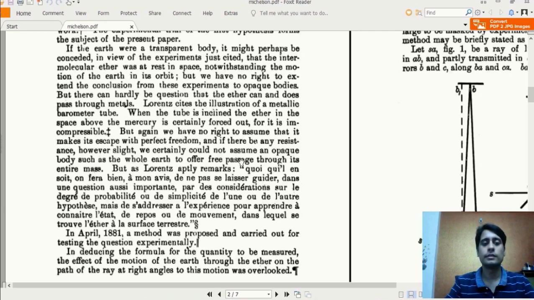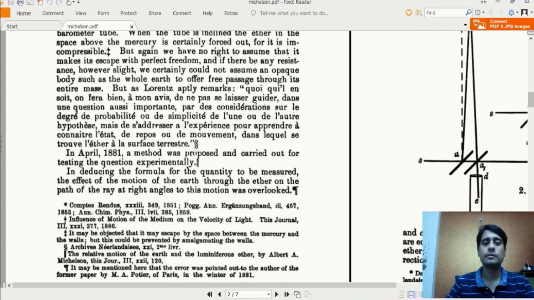But as Lorentz aptly remarks, it is not written in English, so it will not be possible for me to explain these lines. But these are all historical things, so you can just get a taste of it, because our main concern will be the discussion of the Michelson-Morley experiment, and these are just the background for the paper. So we are moving forward from this paragraph. In April 1881, a method was proposed and carried out for testing the question experimentally.